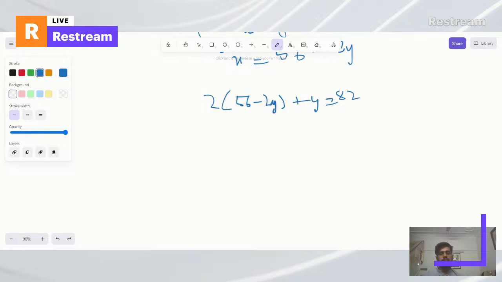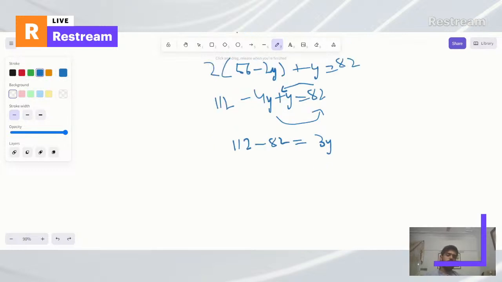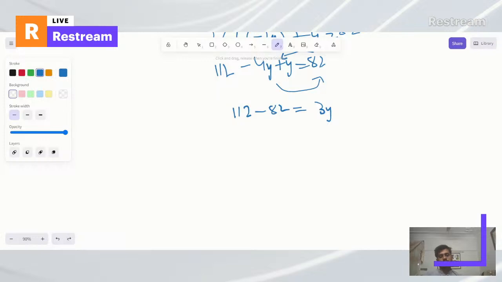So 2 times 56, what's the answer? 112, right? So 112 minus 4y plus y equals 82. So this becomes 3y, and it's going to go over to the other side, and 82 is going to come to this side. So it's going to become 112 minus 82 equals positive 3y. So 112 minus 82, the answer would be 30, right? 30 equals 3y. Now the value of y would be 10.